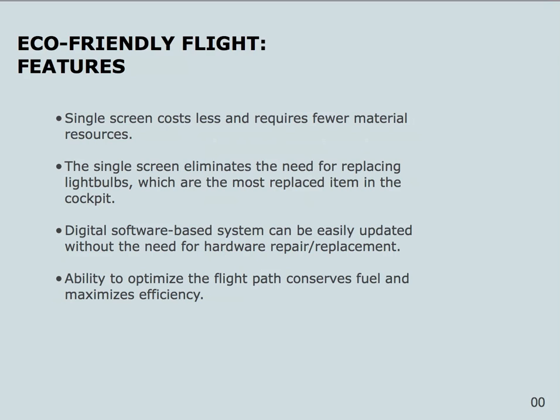Another thing we learned was that the light bulbs are actually the most replaced item in the cockpit, and the screen eliminates the need to replace light bulbs behind the lights of the different dials and that sort of thing. Digital software, again, can be easily updated. You don't need to replace the hardware.